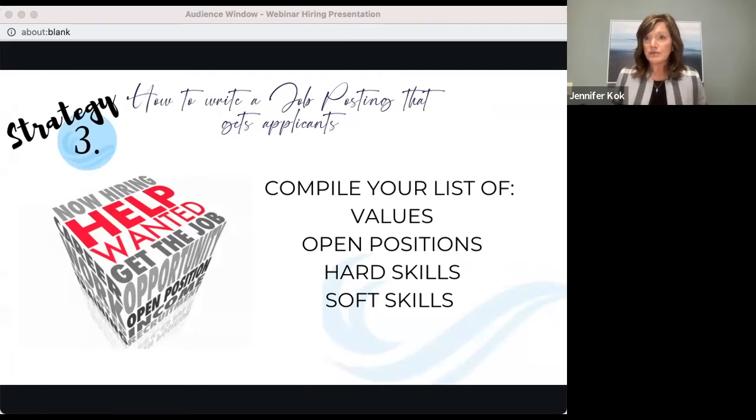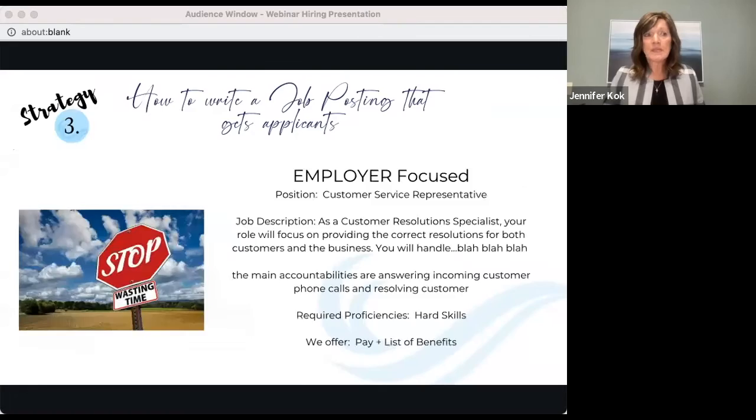So now strategy 3, we got strategy 1. We know what they're looking for. Strategy 2, we're going to pay attention to our values and our culture. And now we're going to compile your list of values, open positions, hard skills and soft skills. And what are we going to do with that? We're going to do something a little bit different than what we're seeing right now. So first of all, this is what not to do.